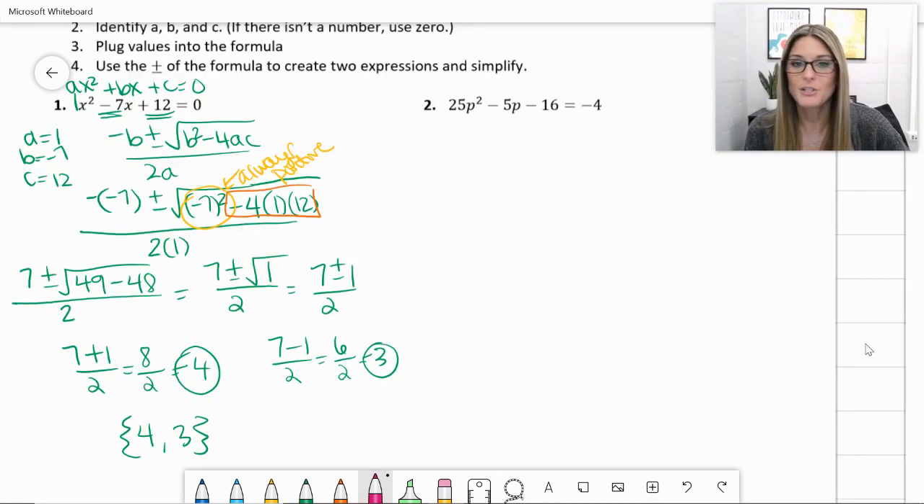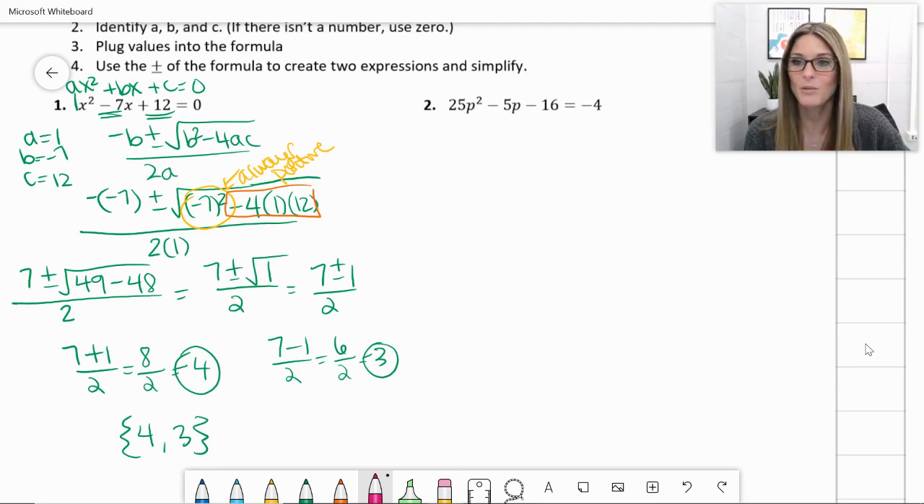So now let's look at number 2. We've got 25p squared minus 5p minus 16 equals negative 4. So no x's. This time it's p. I wanted to show you these examples. Delta Math doesn't always use x. So this time our variable is p, but this still works.